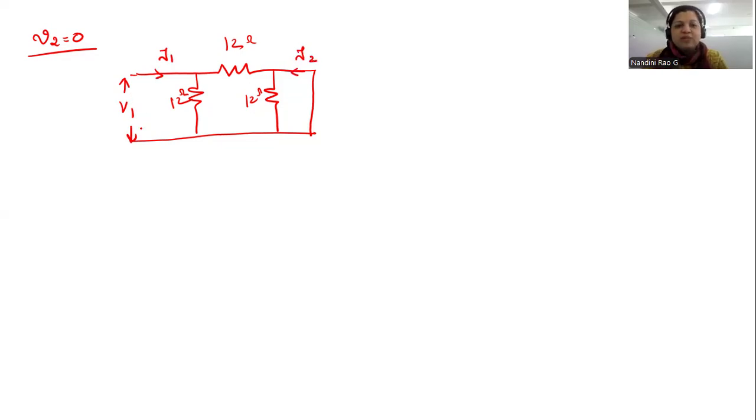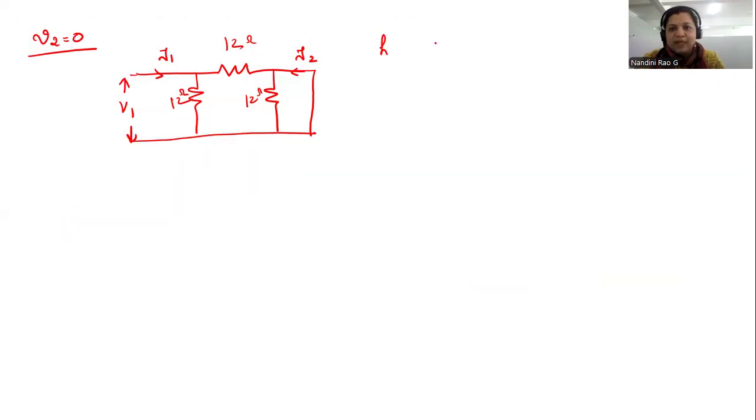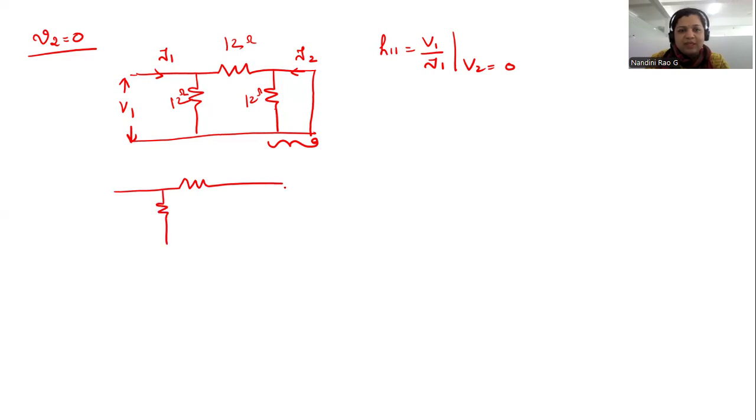Okay, so now you are supposed to find H11, nothing but V1 by I1 for this particular case when V2 is 0. First thing to notice is this particular resistor 12 ohm is in parallel with the shorted wire. That means you can simply replace the whole set by a shorted wire. Remember that. Okay. So if you have a resistor in parallel with a shorted wire, you can replace it with a shorted wire.